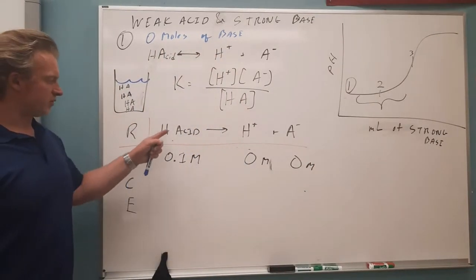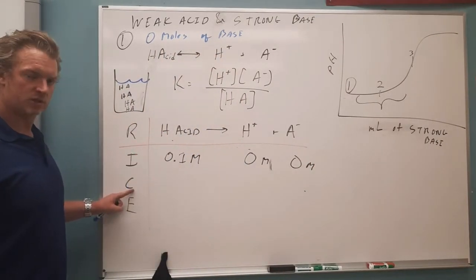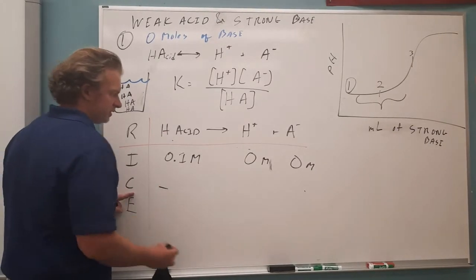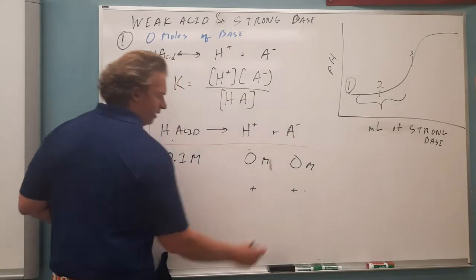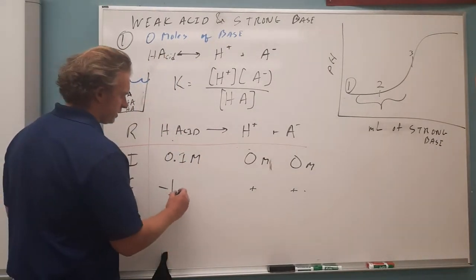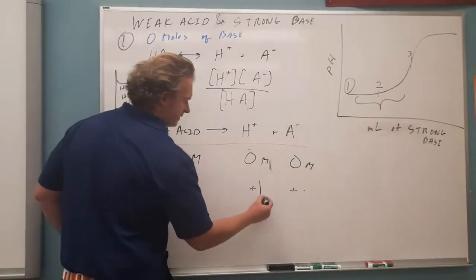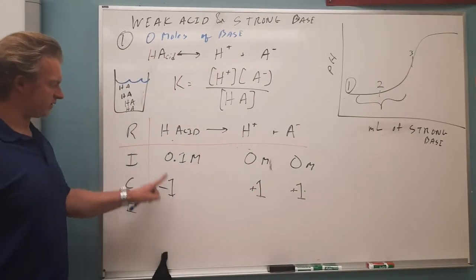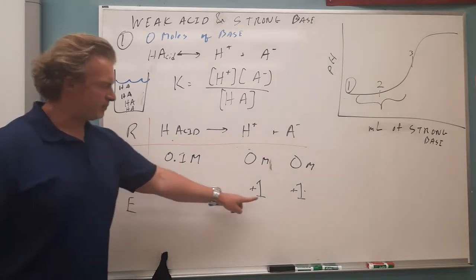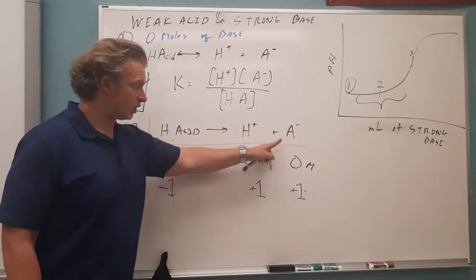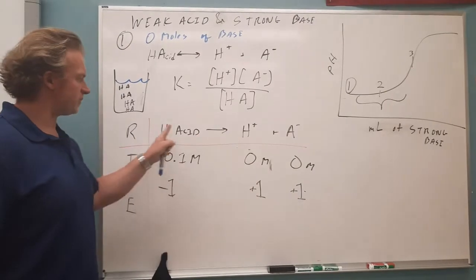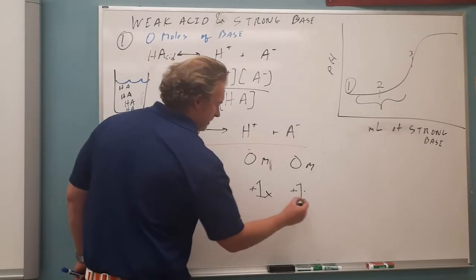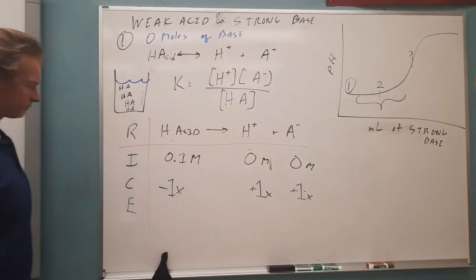In our rice table, things are going to change in a logical, reasonable manner. This is going to go down, these are going to go up, and these are going to go up. It's going to go down with respect to the balanced chemical reaction. So these 1s came from the balanced chemical reaction. If there were 2s and 3s up here, that's what I would have down here. And it's still going to be some amount, X.